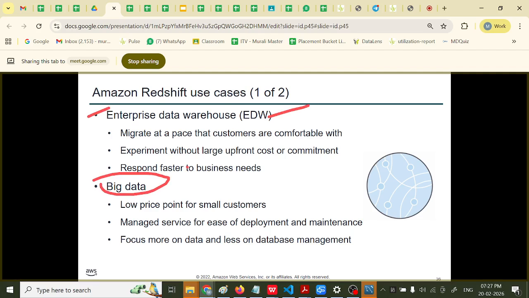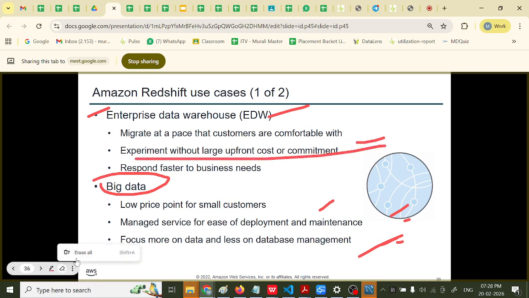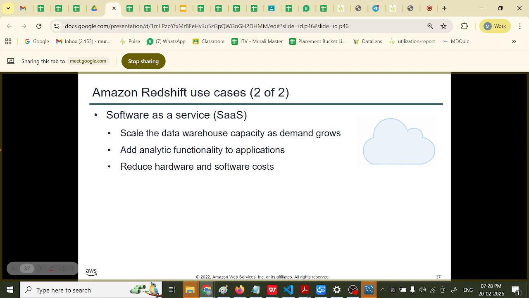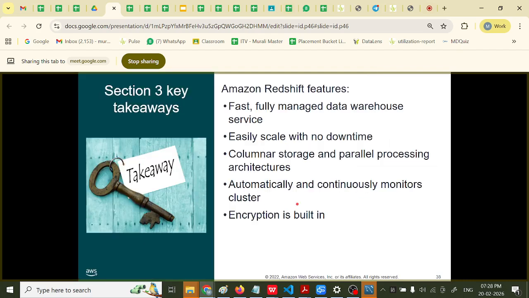Mainly why they want to go for it is because they have a low price point for all the small customers, and it is a managed service for ease of deployment and maintenance, so you focus more on data and less on database management. Experiment without large upfront cost. Redshift is a very low cost database service, and it can also support software as a service, which scales the data warehouse capacity whenever the demand grows. As we already know, software as a service keeps on expanding. That's your SaaS, reducing hardware and software costs.